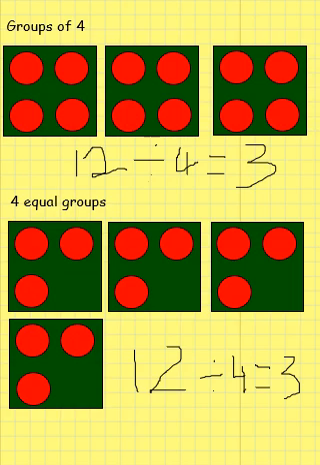Bear that in mind when you're answering your questions, because you will need to read the question carefully so that you know whether you're grouping them into 4 or whether you are grouping them into 4 equal groups.